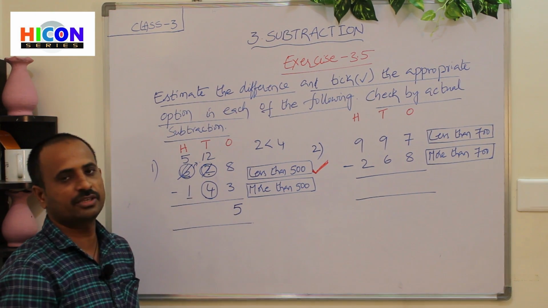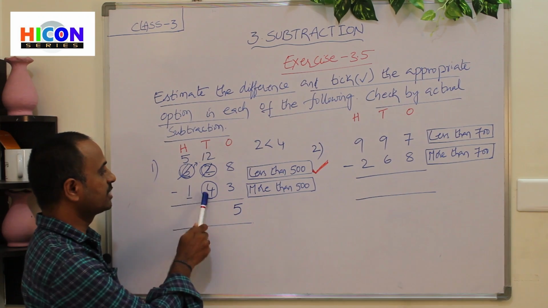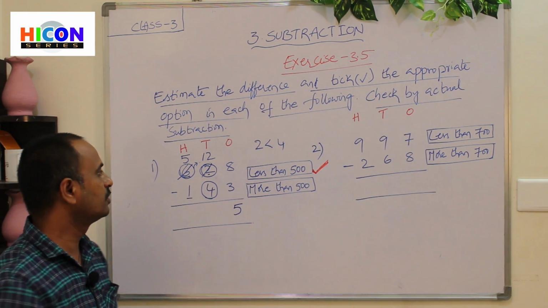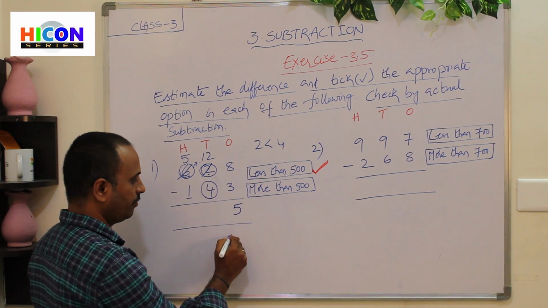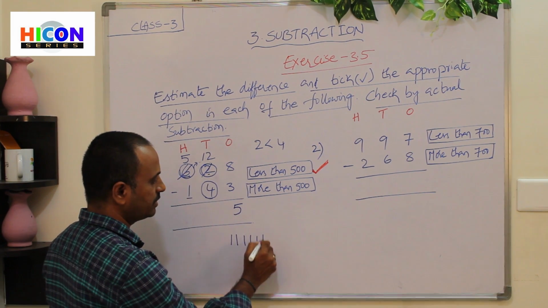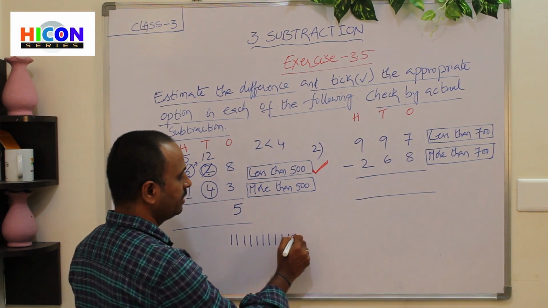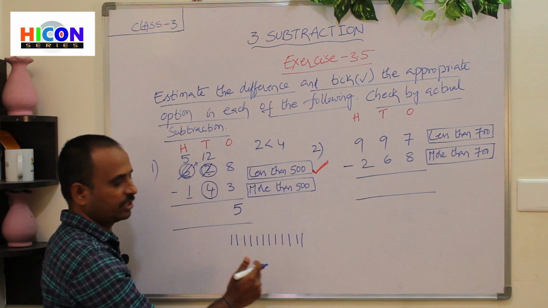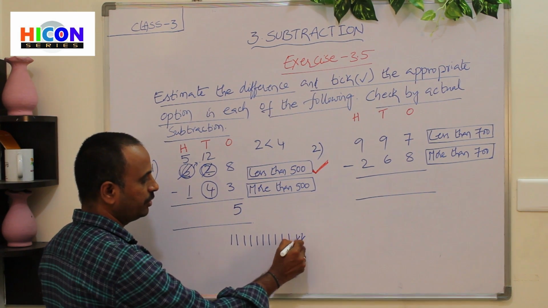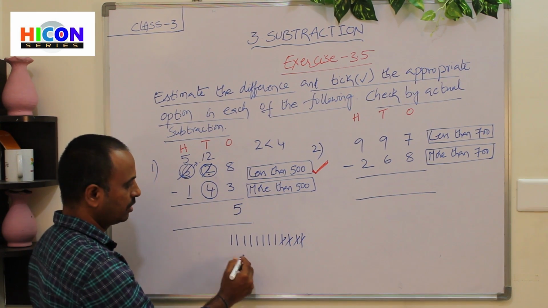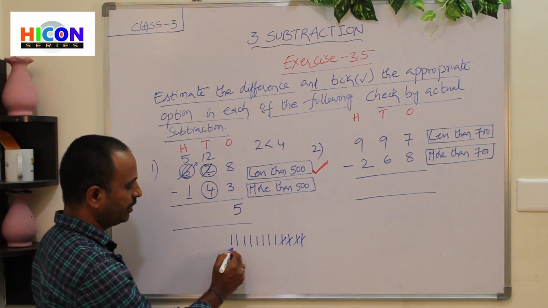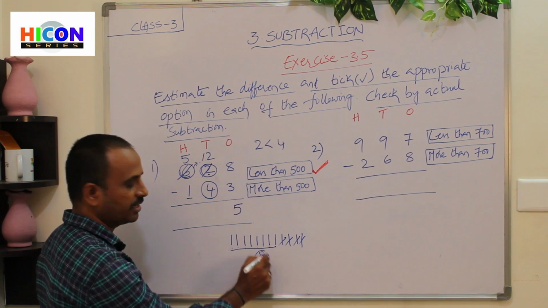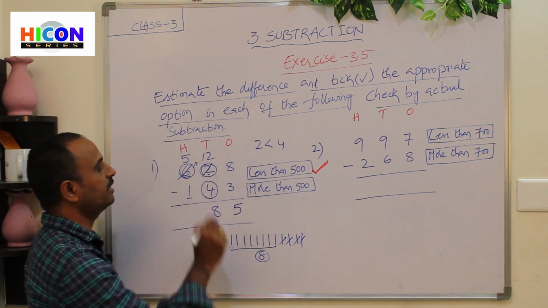Now do the subtraction. 12 is the greater number, 4 is the smaller number. We can do the subtraction by using lines. So draw 12 lines. 1, 2, 3, 4, 5, 6, 7, 8, 9, 10, 11, 12. And strike off 4 lines among these 12 lines. 1, 2, 3, 4. Children, count how many lines are remaining. 1, 2, 3, 4, 5, 6, 7, 8. There are 8 lines remaining. So write 8 under the tens place.